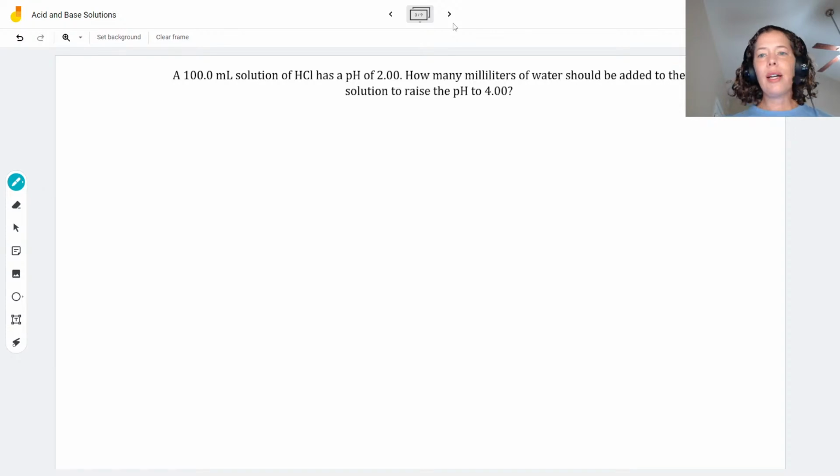Okay, so now we're going to go to some acids. A 100 milliliter solution of hydrochloric acid has a pH of 2. How many milliliters of water should be added to the solution to raise the pH to 4?